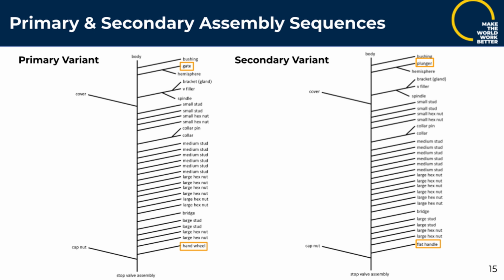And now just taking a look at the differences between the primary and secondary assembly sequences. The secondary variant assembly sequence differs from this in the fact that instead of a gate, there is a plunger being added, and instead of a hand wheel, there is a flat handle being added.